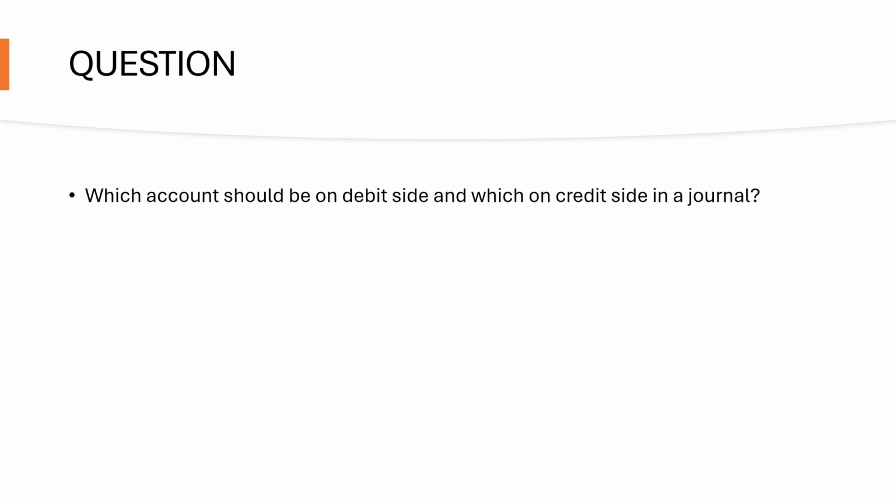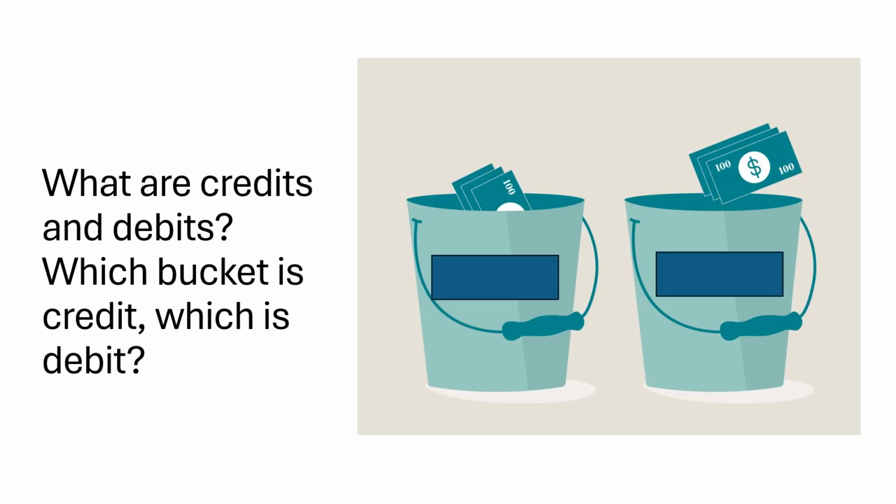So to answer this question, we need to be clear what credit and debit are exactly. So what exactly are credits and debits? In this photo, there are two buckets. Can you identify which bucket has 100 US dollars in and which one is 100 US dollars out? These are the principles of credit and debit. They are in opposite directions, showing money in and money out.